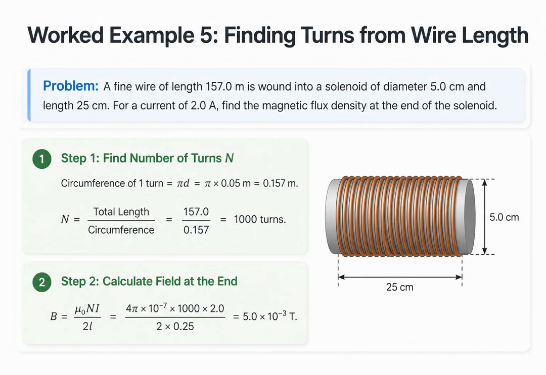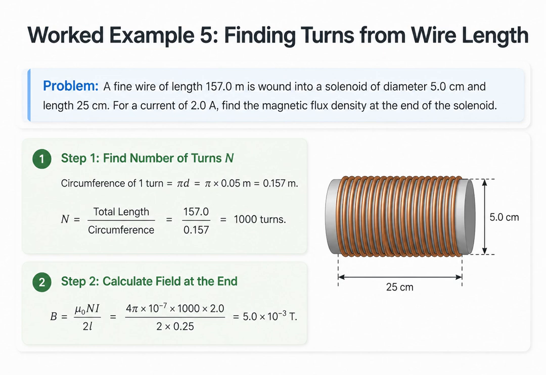In this problem, we aren't given the number of turns directly. Instead, we know that a wire of total length 157 meters is wound into a solenoid with a diameter of 5 centimeters and a length of 25 centimeters. To find the number of turns, we divide the total wire length by the circumference of a single turn, which is pi times the diameter. This calculation reveals that we have exactly 1,000 turns.